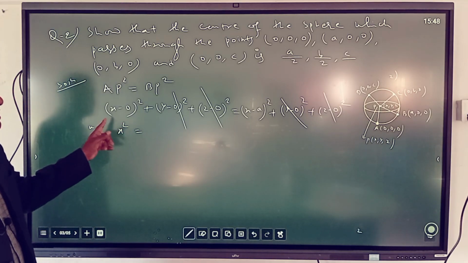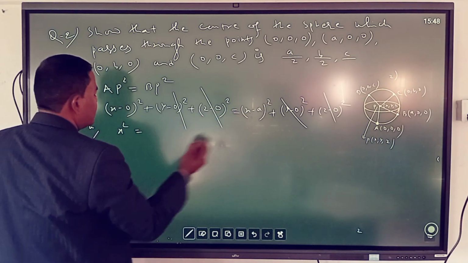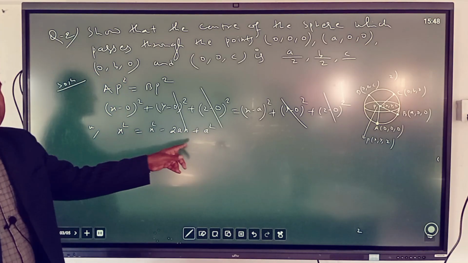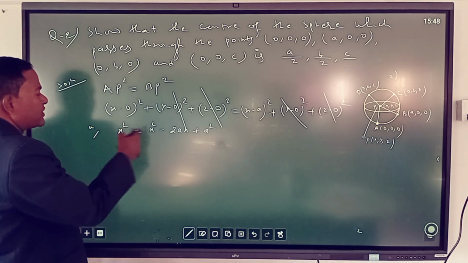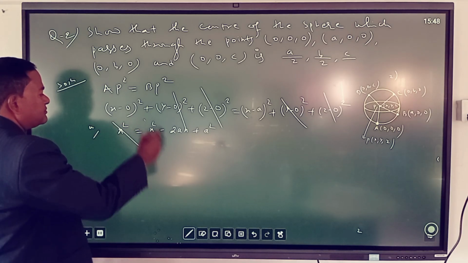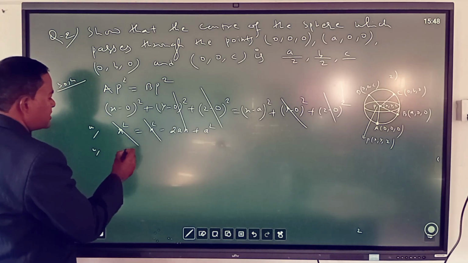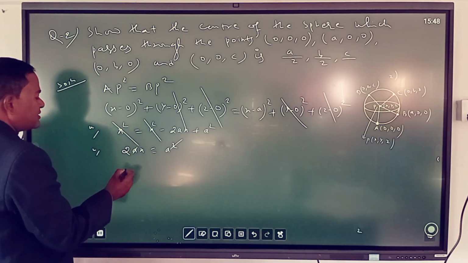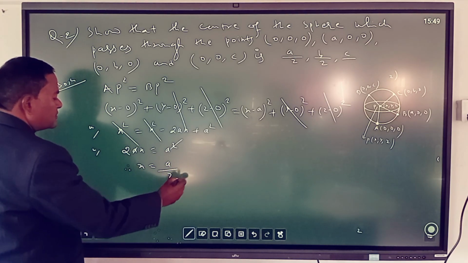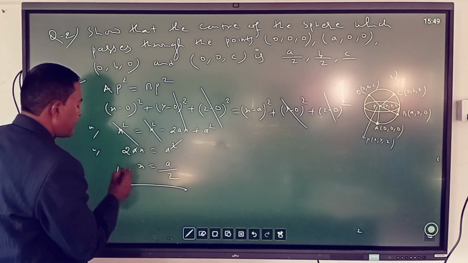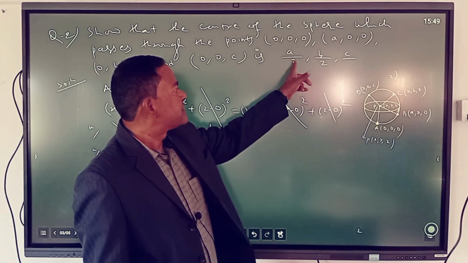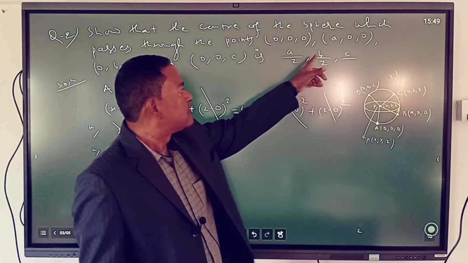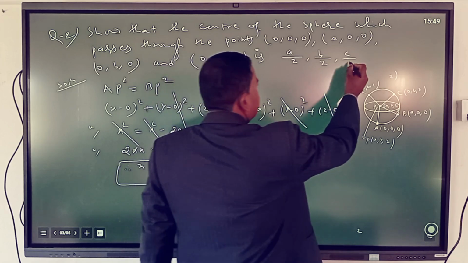Now x minus 0 means x, so it is x square. x minus a whole square means x square minus 2ax plus a square. Again, x square is the same on both sides, so we can cancel. Minus 2ax moving to the left hand side, and a square cancels, so the value of x will be a divided by 2. The value of x is a by 2, which is the x coordinate of the center of the sphere. Similarly, let us find the y coordinate, which should be b by 2.